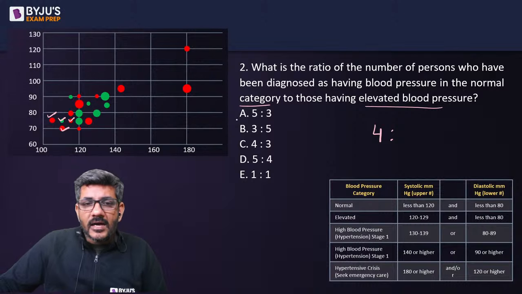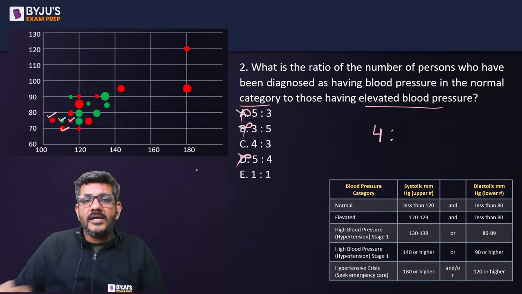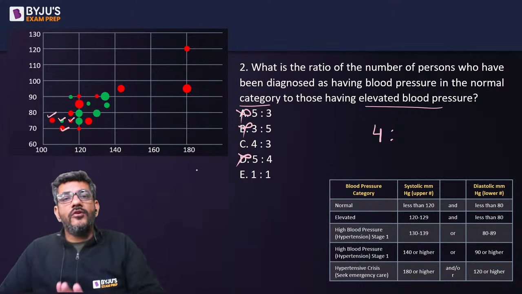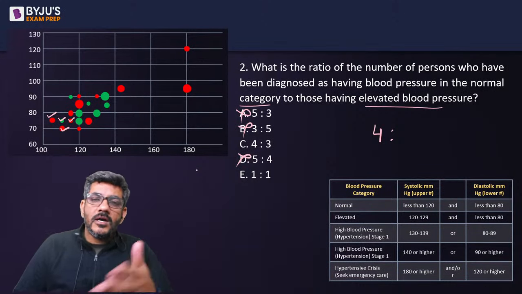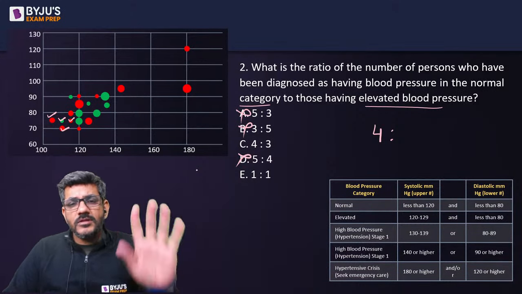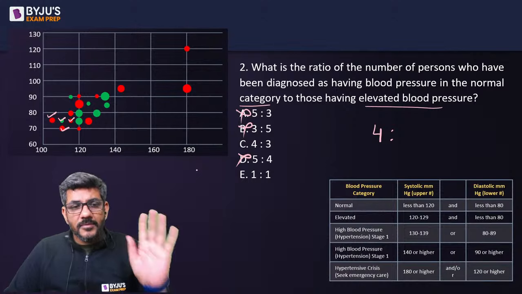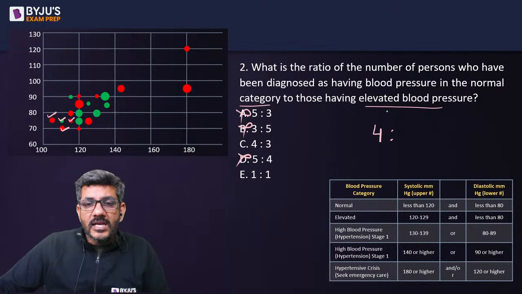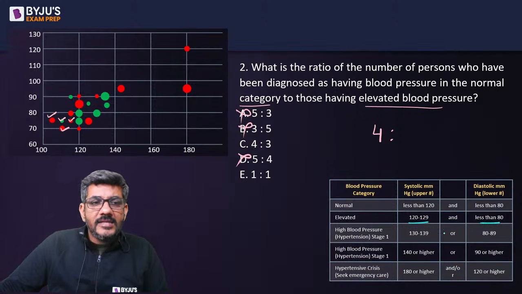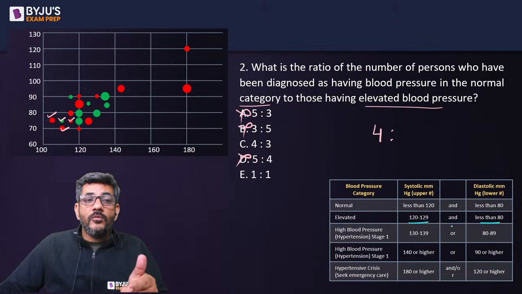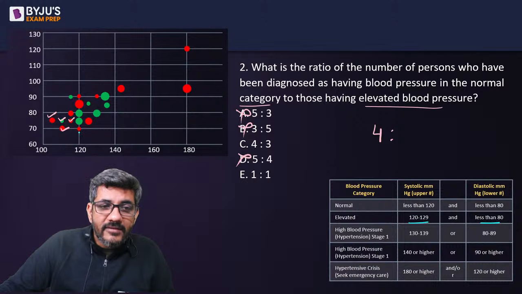So either my answer is 4 is to 3 or my answer is 1 is to 1. If there are also 4 on the other side it will be 1 is to 1, and if there are 3 it will be 4 is to 3. So three options are definitely out. These cannot be the answers. What about elevated? Elevated is 120 to 129 and less than 80. 120 to 129 and less than 80. So those with 120 will also be counted. That is 1, 2, 3.